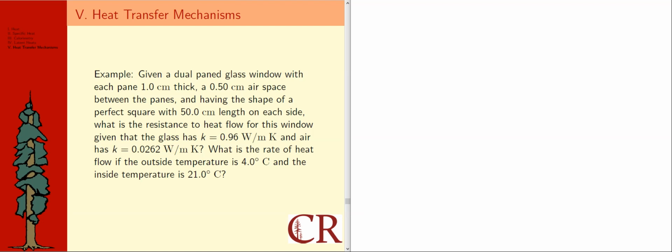And then once we have that, it should be pretty easy for us to calculate what the rate of heat flow would be if the outside temperature is 4 degrees Celsius and the inside temperature is 21 degrees Celsius.